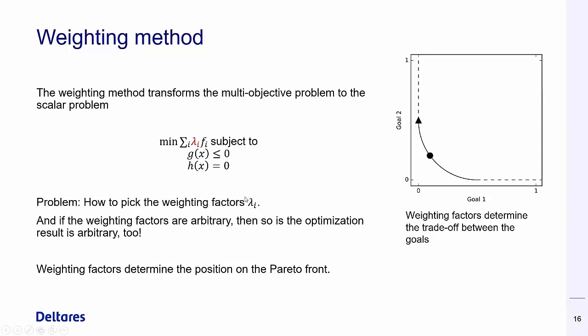So we can choose them and move a bit towards goal 1 or goal 2 or 3, and this becomes much more complicated if we have more goals than 2 or 3. So they are somehow arbitrary, but then the optimization result is somehow arbitrary too. And so we can play around with the position of the Pareto front and the trade-off. But this does not really solve our problem, or it's not really helpful in practice.